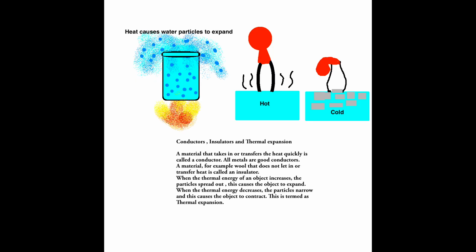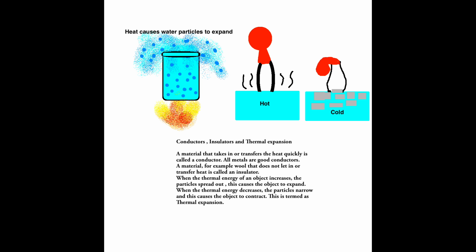Conductors, insulators and thermal expansion. A material that takes in or transfers the heat quickly is called a conductor. All metals are good conductors. A material, for example wool, that does not let in or transfer heat is called an insulator.